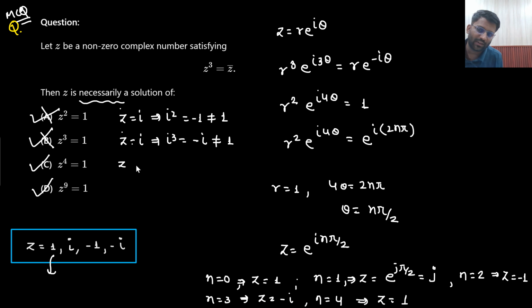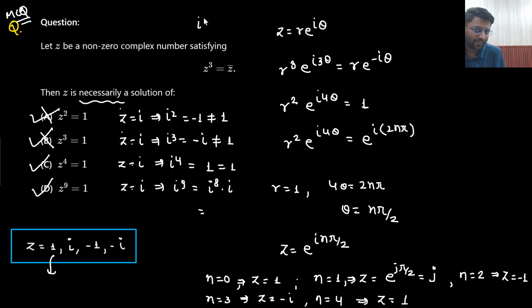If I put z equals iota in this option, what will I get? Iota to the power 4, which will be 1 only. 1 equals 1. Yes, this option could be correct. If I put z equals iota here, what will I get? Iota to the power 9, which is equal to iota only. Why is that so? Because iota to the power 9 could be written as iota to the power 8 multiplied with iota. What is iota to the power 8? Iota to the power 8 could be written as iota to the power 4 to the power 2. Iota to the power 4 is 1. 1 to the power 2 is 1 only, right? So this could be written as iota only, which is not equal to 1. So this option is also wrong.